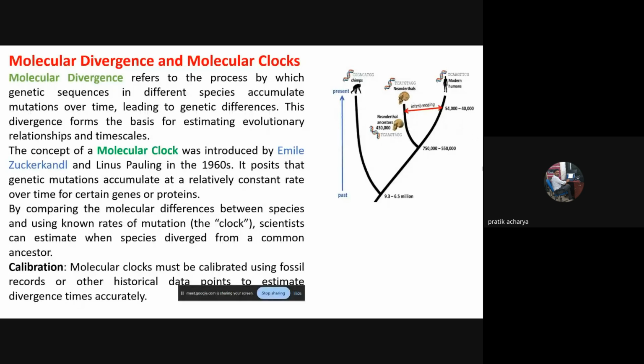This is the diagrammatic presentation of human evolution, the formation of the human tree, the evolutionary tree. Now, come to the concept of the molecular clock, which was provided by Emile Zuckerkandl, and another scientist, Pauling, also had an important role in the 1960s. The idea is that genetic mutations accumulate at a relatively constant rate over time for certain genes or proteins.